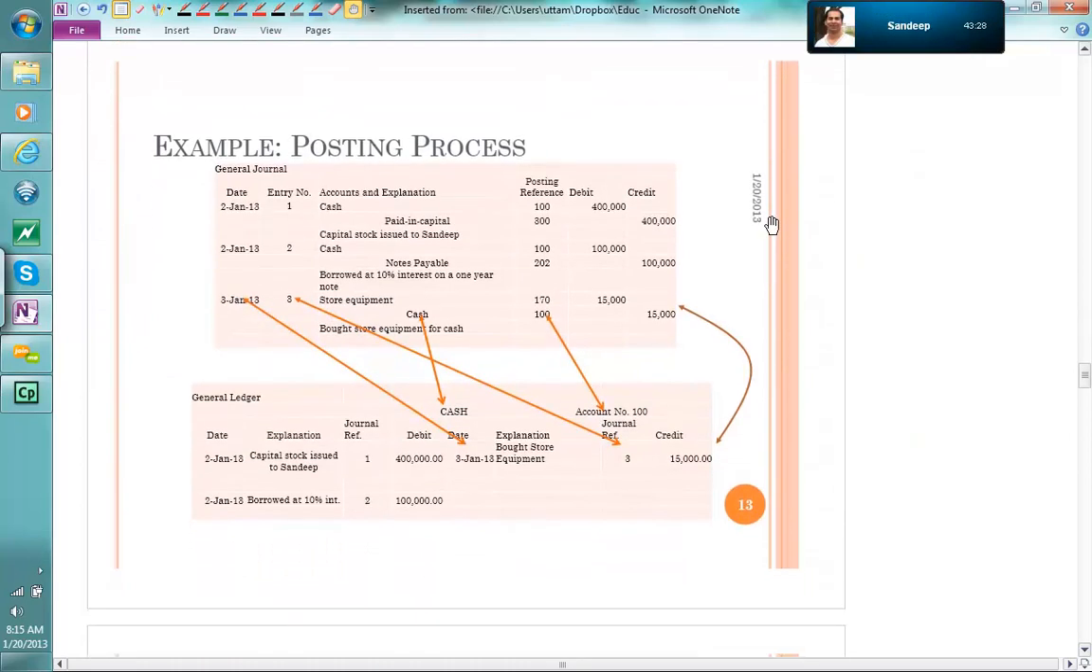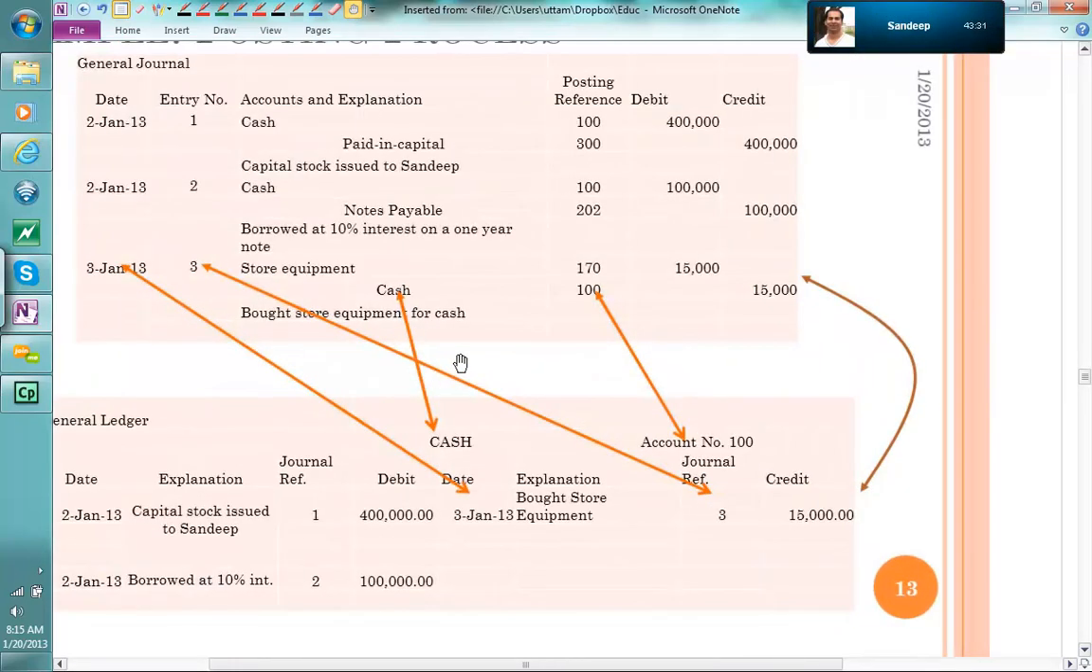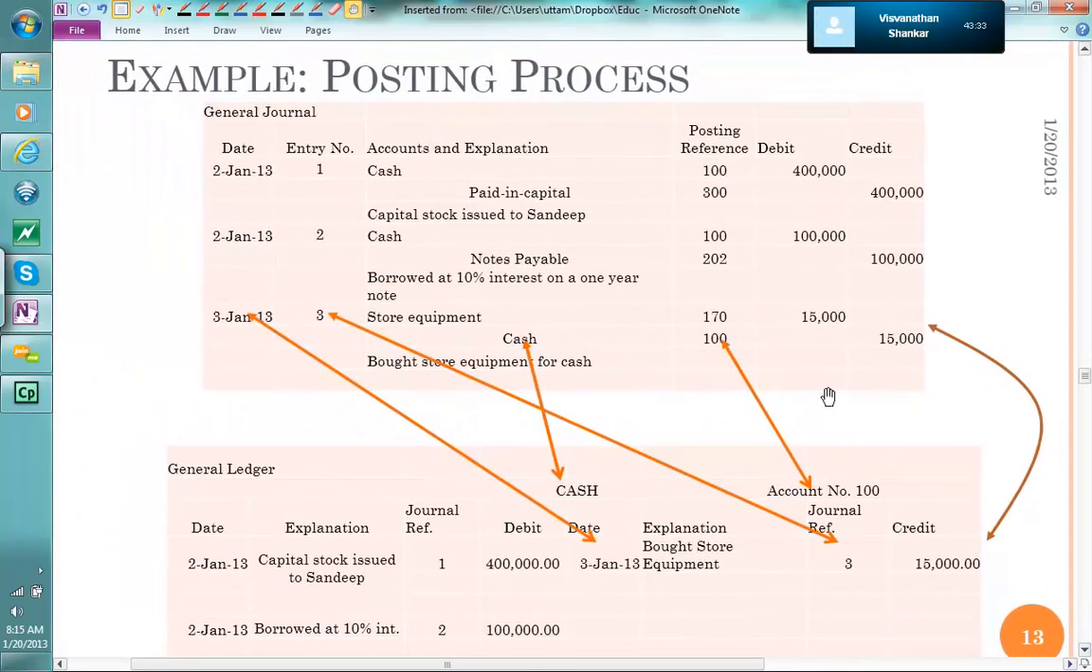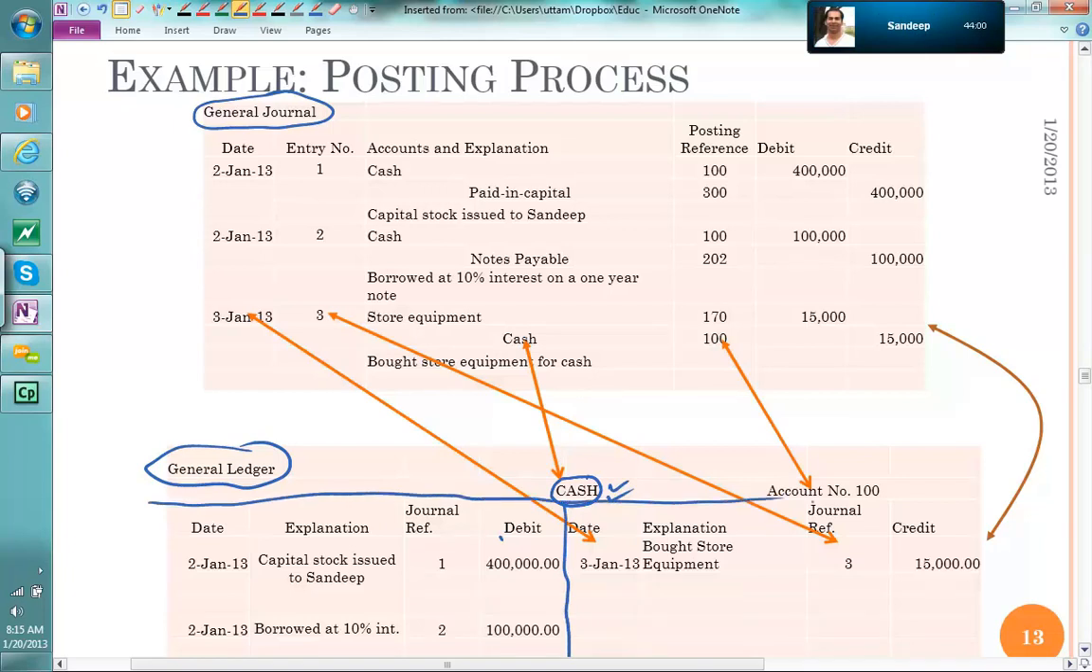This is an example of posting. Is it visible to you? This is the general journal and this is the general ledger. Here I am showing only one account, say the cash account. This is a T account, and this account is in the general ledger. How do we transfer this? This is the debit side. Once again, this is the T line, this is the header, and this is the dividing line.